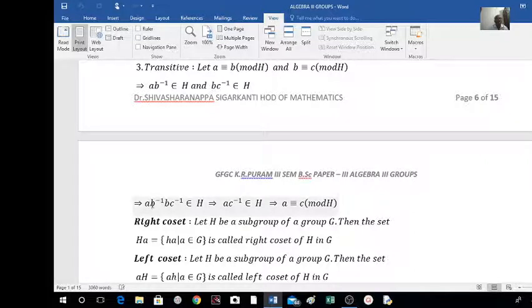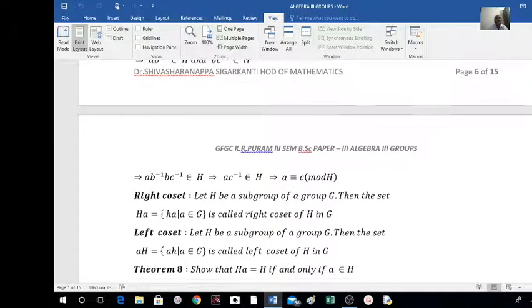B inverse into B is nothing but the identity element. Then identity element, A equal to A itself. So finally what I am getting here is AC inverse belongs to H. If AC inverse belongs to H, then we can write A is congruent to C mod H. So we have taken A congruent to B mod H and B congruent to C mod H, and finally we have proved that A is congruent to C mod H. Therefore the relation is a transitive relation, and therefore the relation is an equivalence relation.